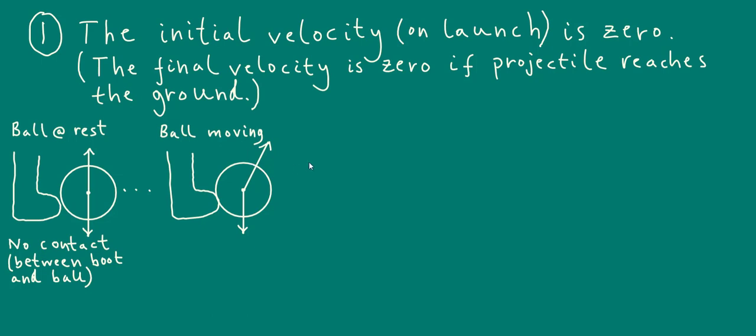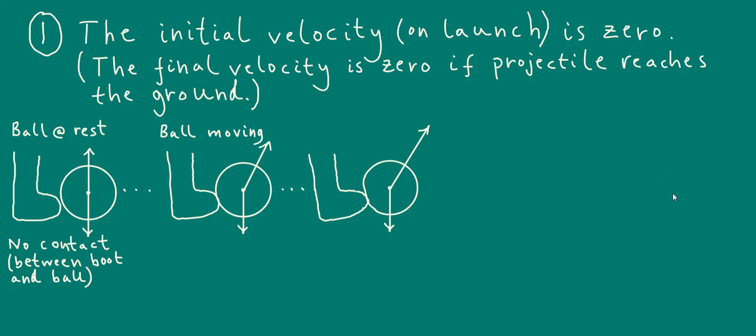Now, a short time later still, the boot will be applying a maximum force on the ball. Notice how this force vector, or arrow, is bigger, has a bigger magnitude than the vector over here. And notice how the ball has been slightly deformed due to the force that the boot is applying.